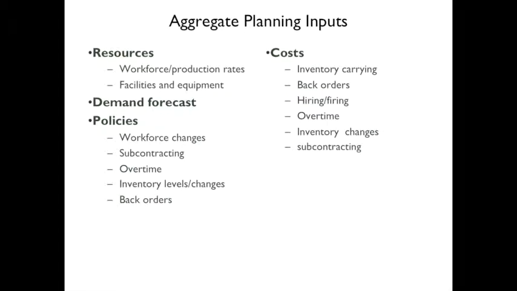Here's the inputs that go into the aggregate planning. First, you have resources. What are your workforce production rates? What are your facilities and equipment? And what's your demand forecast? And this is over specific units, like what's your monthly demand or weekly demand, depending on what time horizon you're using and the units.